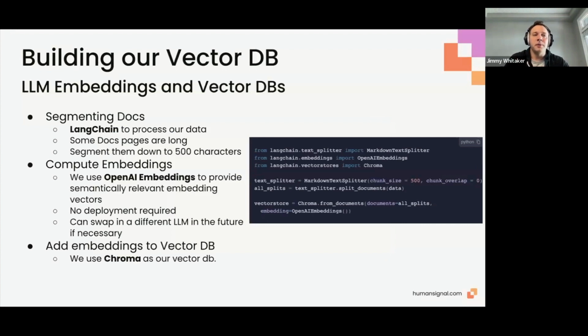So, building our vector database. In our case, we have a few different pieces that we need. One is that we need to segment our data, because some of the markdown files can be very, very, very long, which means we could exceed the context length of the large language model we're using. So we're going to create slices of the documents' pages and segment them down to 500 characters. There are a lot of different things you could potentially do: have overlapping segments, or longer segments, or shorter segments.